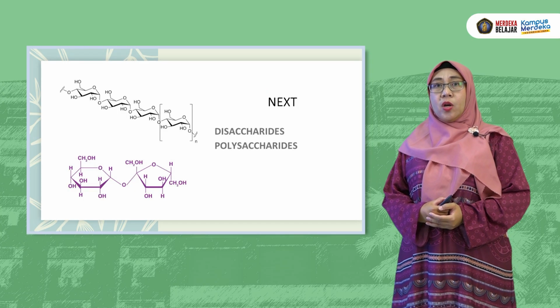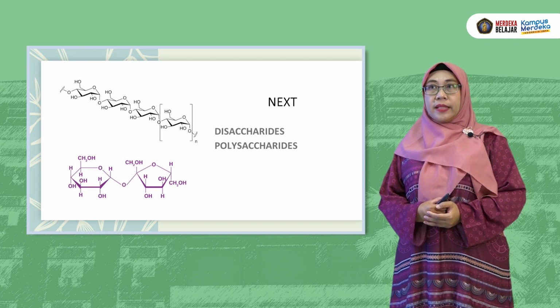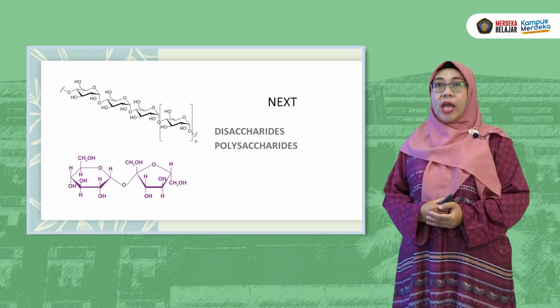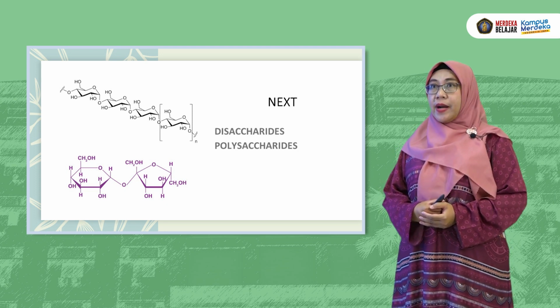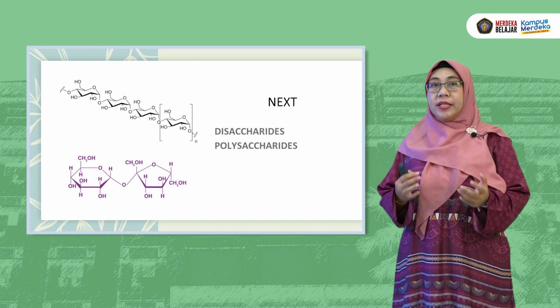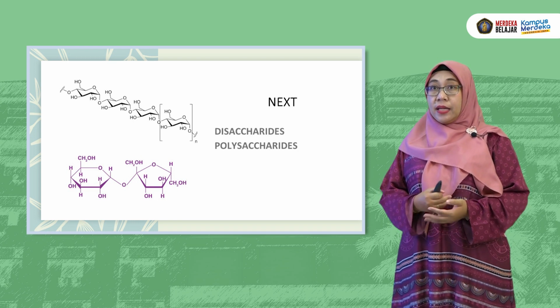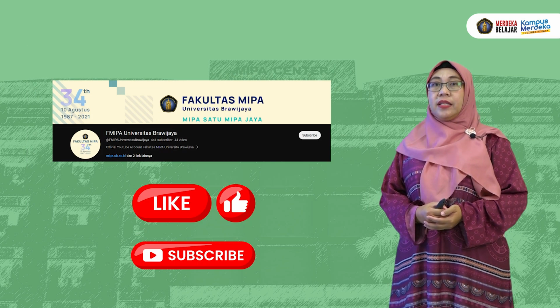So, we know now about monosaccharides, the linear form, and the way they cyclize, and it's the cyclic form that is able to polymerize to form long polysaccharide chains. Let's learn about di- and polysaccharides in the next video.